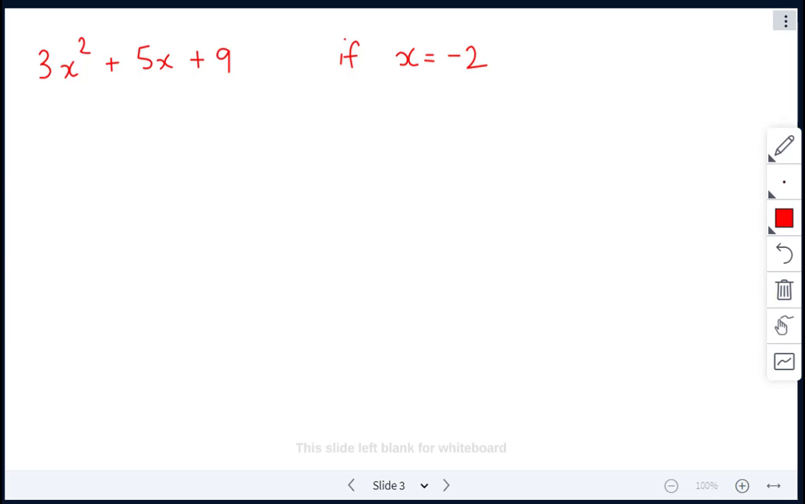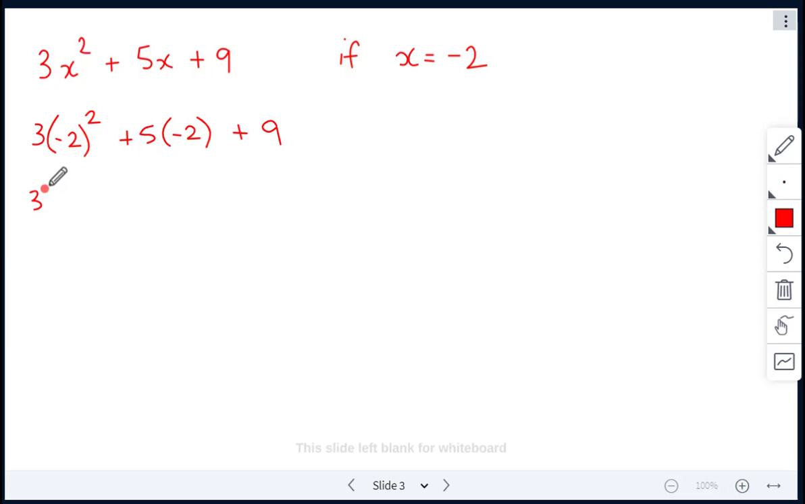All right, so for this example here, this is our expression 3x squared plus 5x plus 9, and we're told that x is equal to negative 2. So let's substitute. So that becomes 3 times negative 2, that is squared, plus 5 times negative 2, and then plus 9. Next, we're going to work with our exponents here.